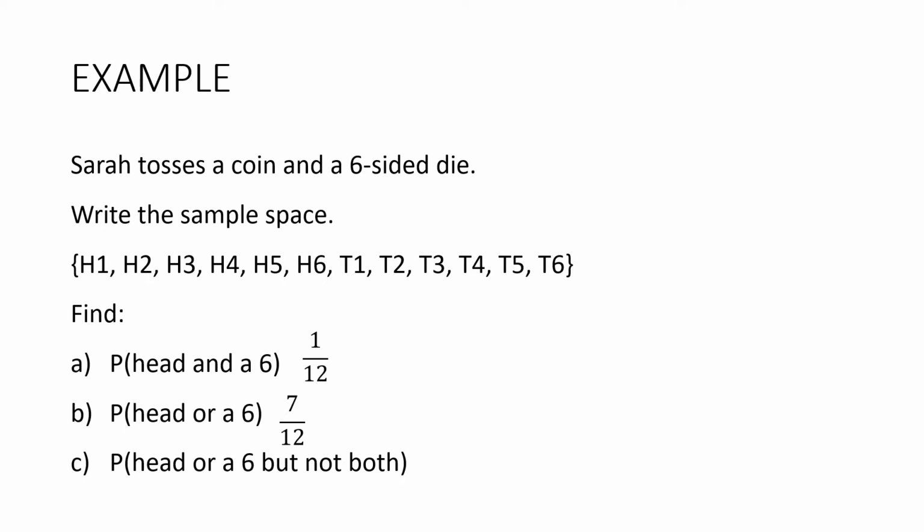Let's now find the probability that it's a head or a 6, but not both. So in this case, it's going to be 1, 2, 3, 4, 5, plus this one, but not that one. So it'll be 6 out of 12.